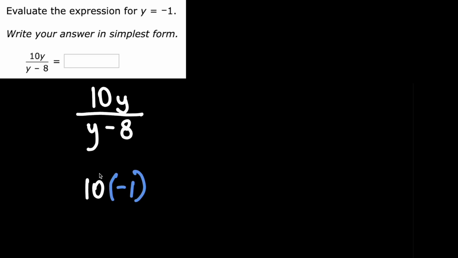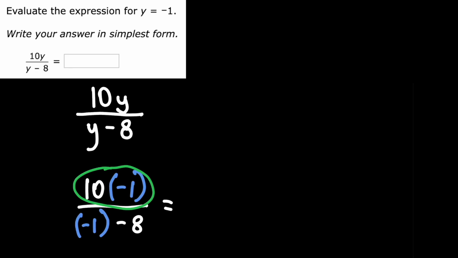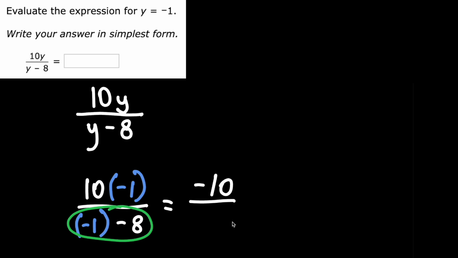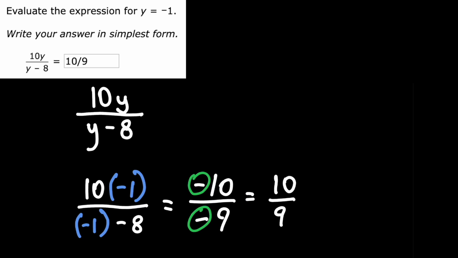Next, we need to plug in -1 for y. When we solve the numerator, we end up with 10 times -1, which gives us -10. And in the denominator, we have -1 minus 8, which gives us -9. Since we have a negative numerator and a negative denominator, they cancel out, making a positive 10/9.